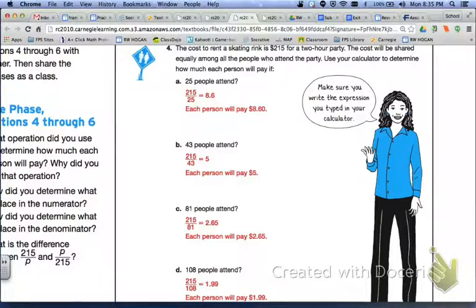If we take a look at number 4, A through D, the key phrase that we should see in this problem situation is shared equally. That should tell us that we are going to be using division to solve all 4 of these problems, A through D. If I have 25 people attend, each person is going to pay $8.60 for letter A. For letter B, 43 people, each person will pay $5. C, 81 people, each person will pay $2.65. And for letter D, 108 people attending, each person will pay $1.99.